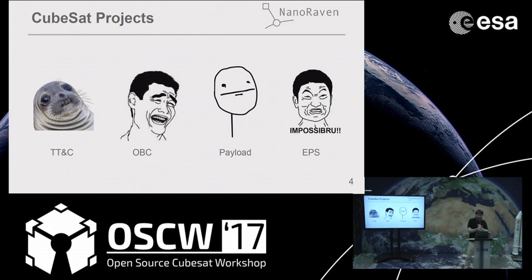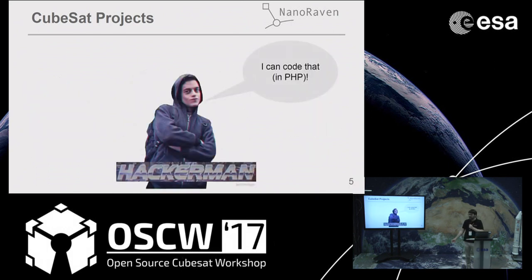People from the TTC will say, okay, I cannot do it, I have a lot of stuff to do, I just have to think about link budget and stuff like that. The OBC will also try to avoid it. Payload guys don't want to do it, and EPS as well. So in the middle of the mess and all the meetings, someone has to do it. And then sometimes a hero rises, which is the hacker man.